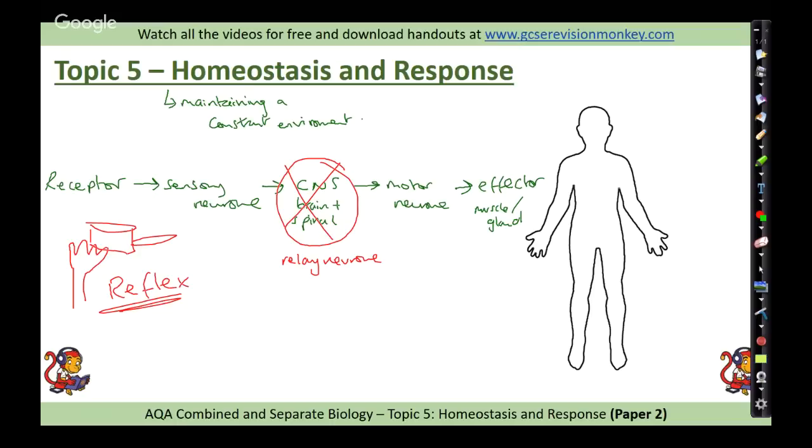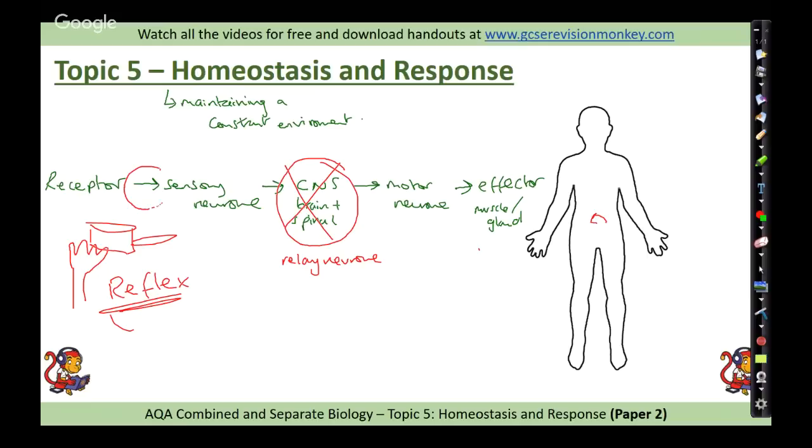So for separate scientists, you need to know about the muscles in the eye that are involved in the reflex response of bright light, which is all to do with the circular and the radial muscles. So normal nervous pathway involves the brain. A reflex does not go to the brain. It just zips across the spinal cord in a relay neuron and gets passed very, very quickly.